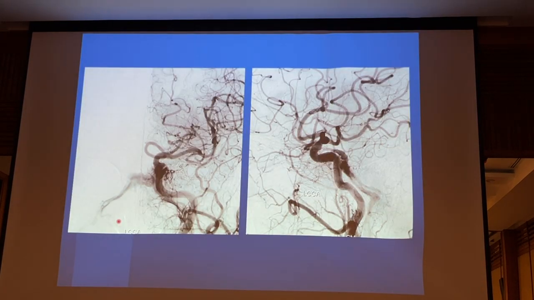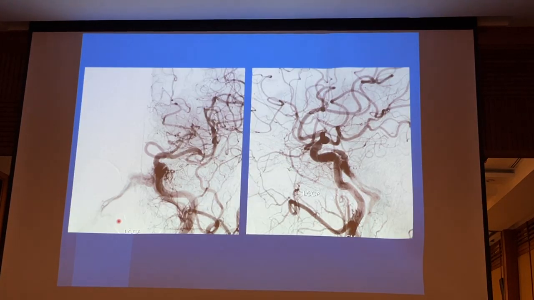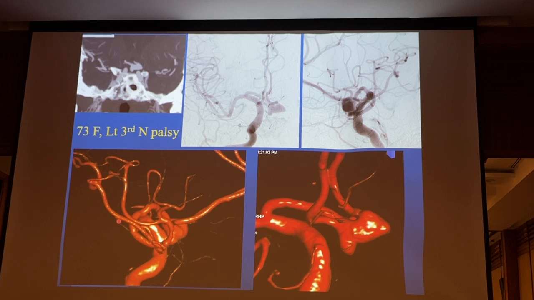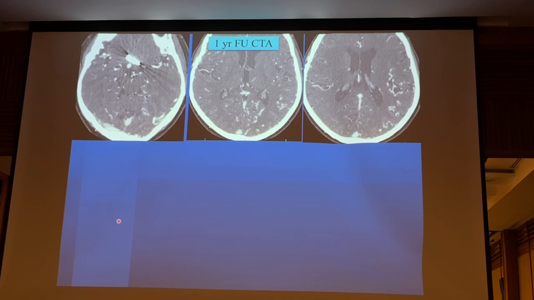So we did a further study. There's a certain AV shunt in the cavernous sinus. So we treated this cavernous sinus, okay? And because the aneurysm was quite complex, she underwent surgical clipping and we successfully clipped the aneurysm, broad neck, complex shaped. And this was a 1 year follow-up CTA examination.